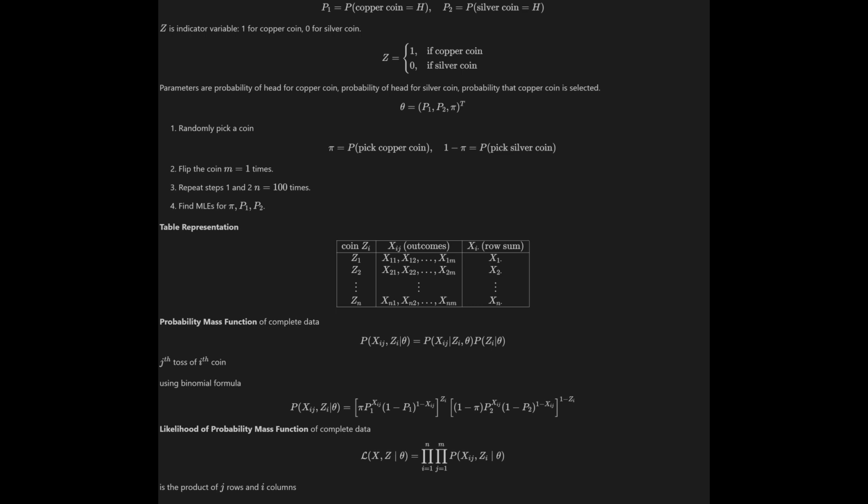The vector x will record 1 if the coin landed heads. We do not know which coin was used in each toss. Let big Z be the vector indicating which coin was used, 1 for copper, 0 for silver.